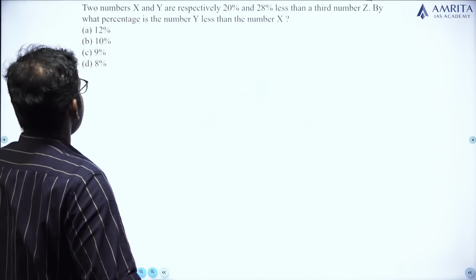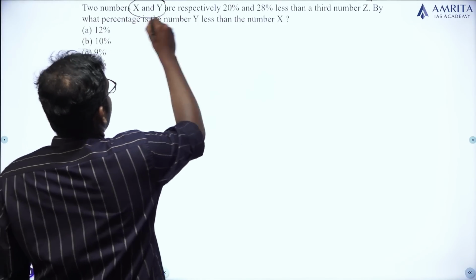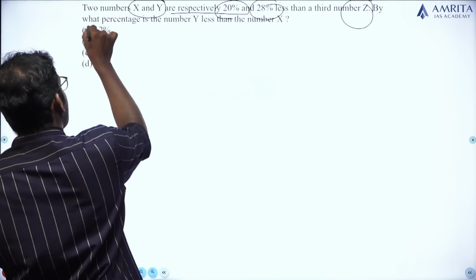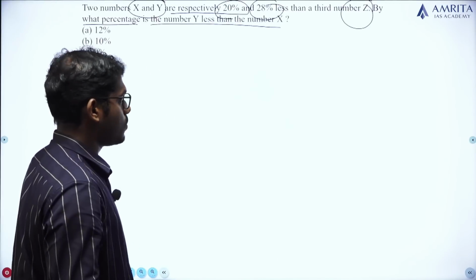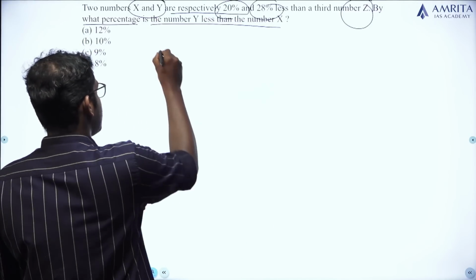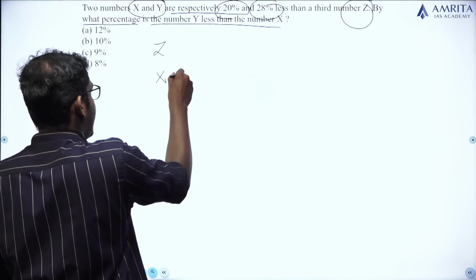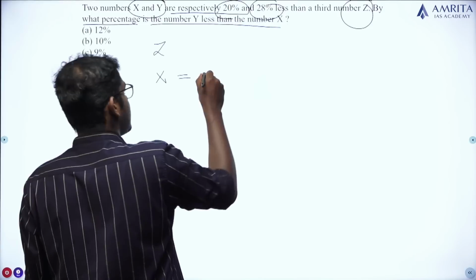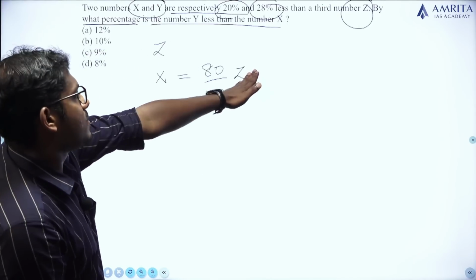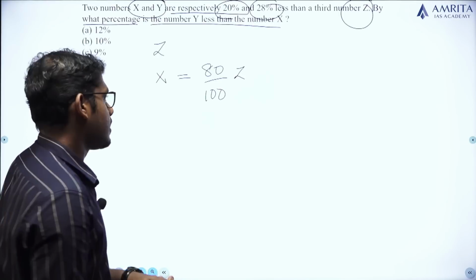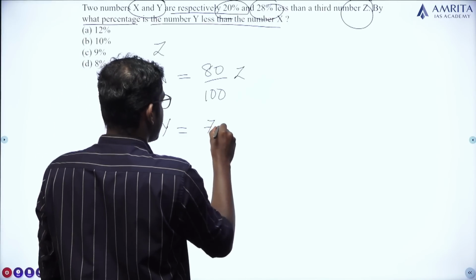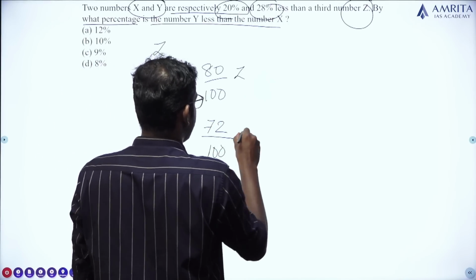Clear? Okay. Next question. Two numbers X and Y are respectively 20% and 28% less than a third number Z. By what percentage is the number Y less than the number X? So the third number is Z. We can write X in terms of Z. X is 20% less, which means X is 80 by 100 of Z. 80 by 100 of Z means X is 20% less than the number Z, right? Y is 28% less than the third number Z. That is, Y can be written as 72 divided by 100 times Z.